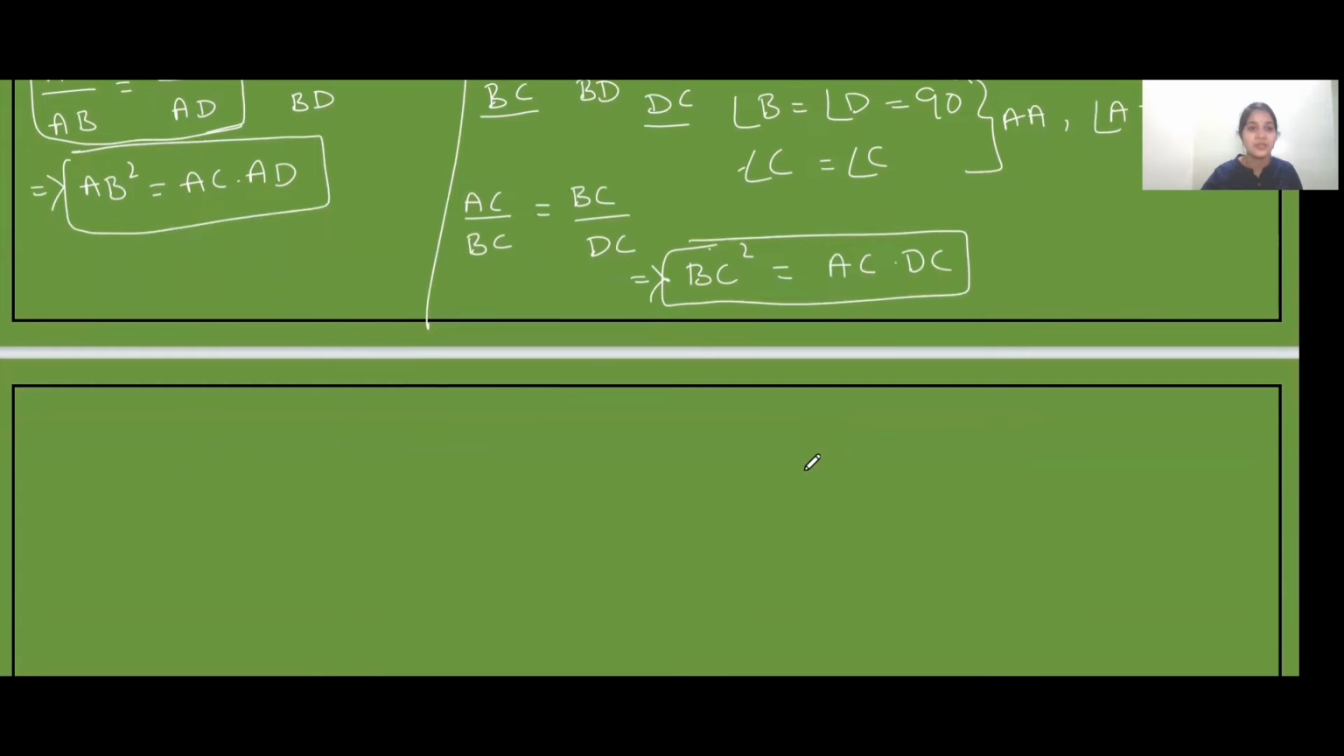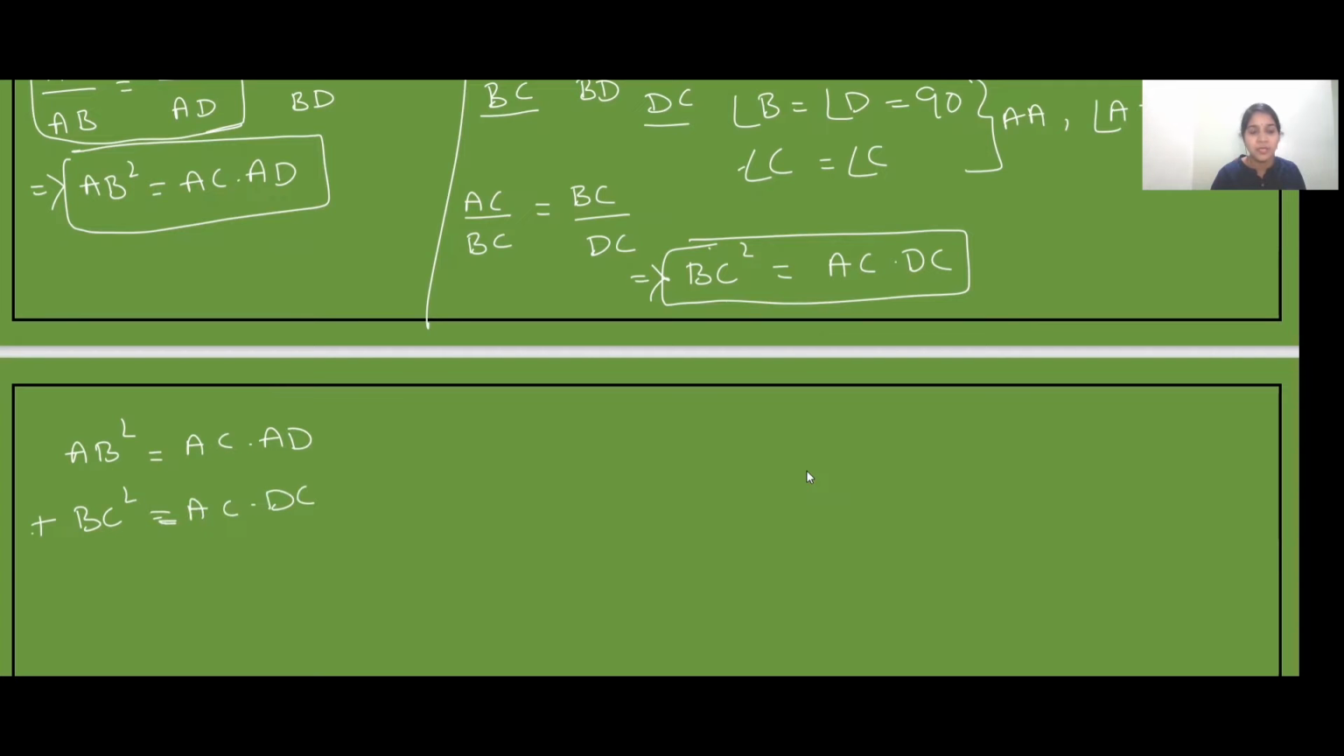So now taking the boxed values, the AB square value and this BC square value, let us add these two quantities. AB square is equal to AC into AD, plus BC square is equal to AC into DC. If we add these two quantities, what we get is AB square plus BC square is equal to AC into AD plus AC into DC.